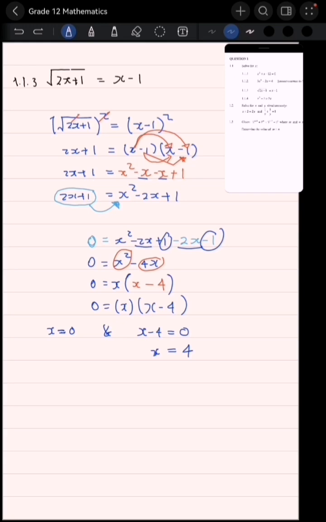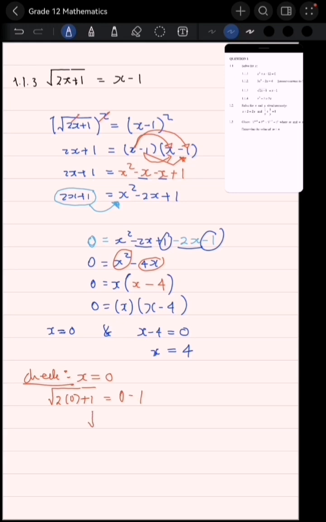The final step is to verify the solution by substituting each value of x we got back into the original expression. In the examination, failing to do this check can lead to unnecessary loss of mark. Let's check the solution. We are going to start with x is equals to 0. Substitute this into the original equation. We have the square root of 2. The x value is 0 plus 1. It's equals to the x value 0 minus 1.